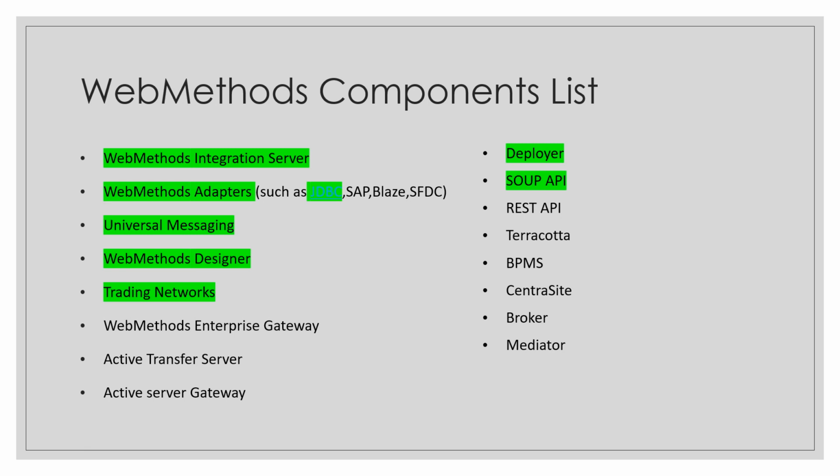Designer is where we do our coding, and this coding is very simple. You don't need to learn any syntax. It is only drag and drop kind of things, and that's done. Enterprise Gateway, ATS, ASG, these are the different deployers to do a deployment, SOAP UI, REST API, Terracotta, and there are many. Only the 5 to 6 I have highlighted are enough to understand complete Webmethod.